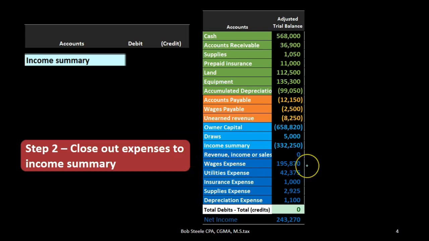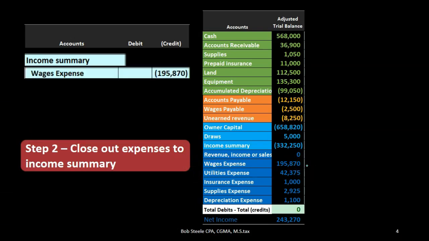So we have wages. We're going to credit the wages expense for the amount that is in there, the $195,870. If we post that out, I'm going to post it as we go because this will be a bit of a longer journal entry. And we can see the progress as we go. We're going to credit that account, making it go to 0. That was the goal. That's the objective.